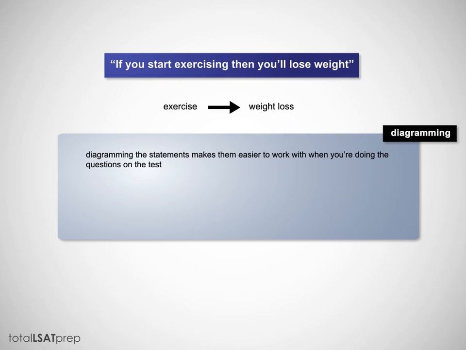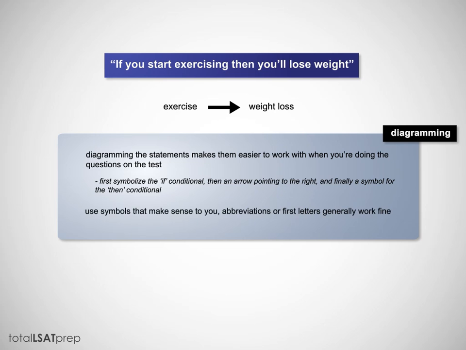Diagramming the statements makes them easier to work with when you're doing the questions on the test. So like I said, first symbolize the if conditional, then an arrow pointing to the right, and finally a symbol for the then conditional. And just use symbols that make sense to you. Abbreviations or first letters generally work fine.